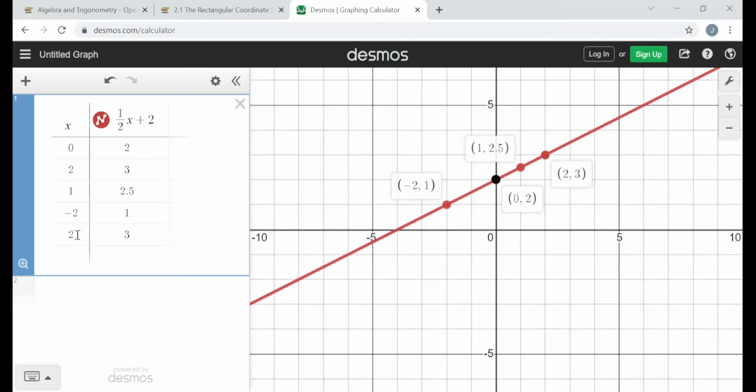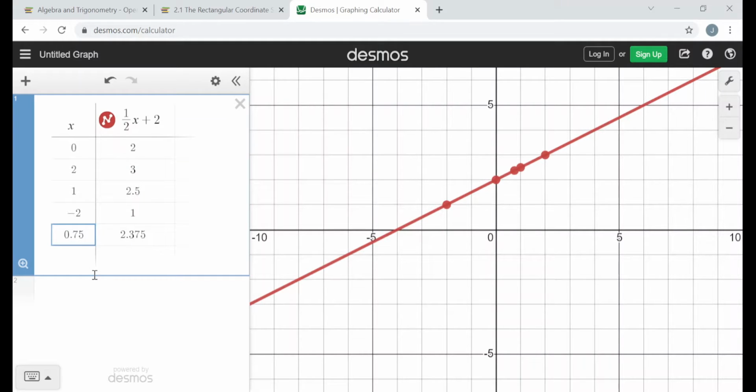But please understand that you don't have to plug in integers. You can plug in any number you wish for x, 0.75, and that's this point here, 0.75 and 2.375 for the y value. You can plug in anything. I plug in the square root of 2, which is about 1.4 something. There, 1.414, and then the output's about 2.707. That's a rounded number. But yeah, I can plug in pi. You can plug in whatever you want.